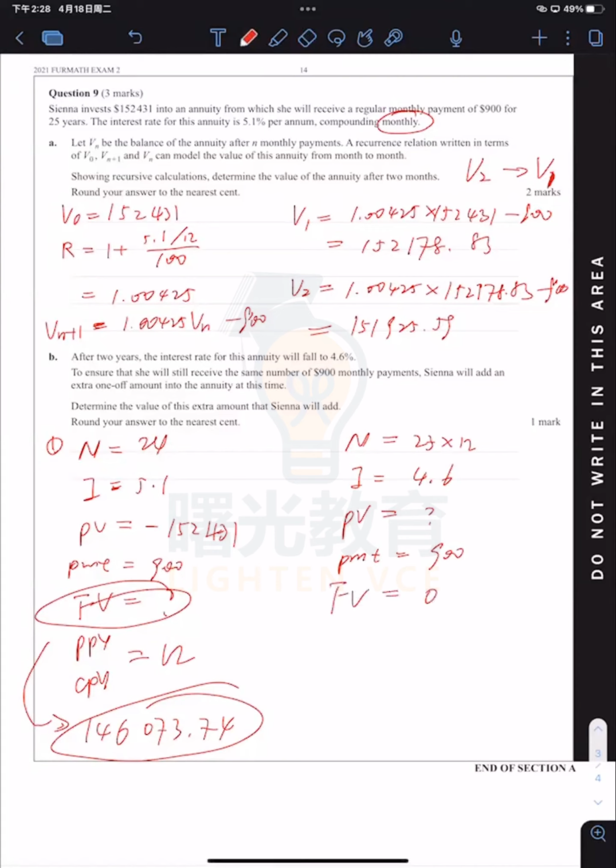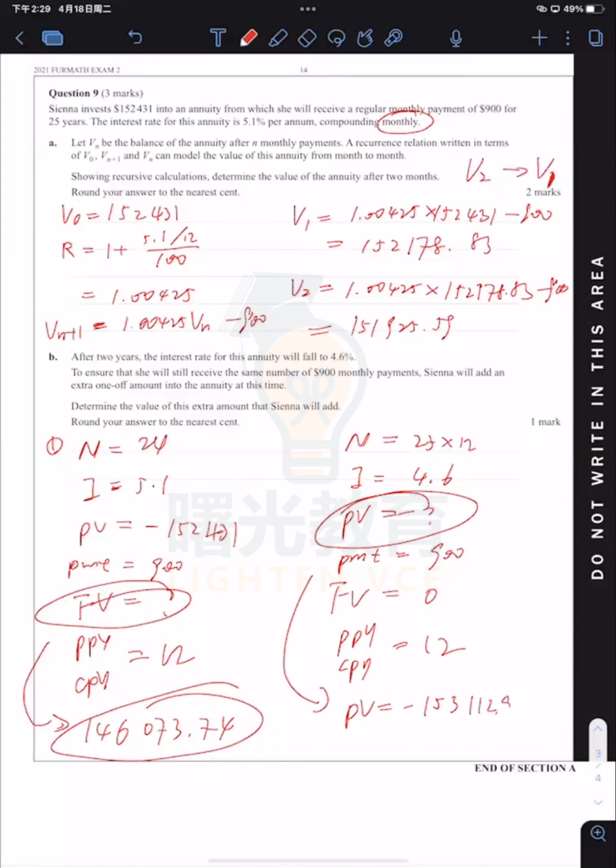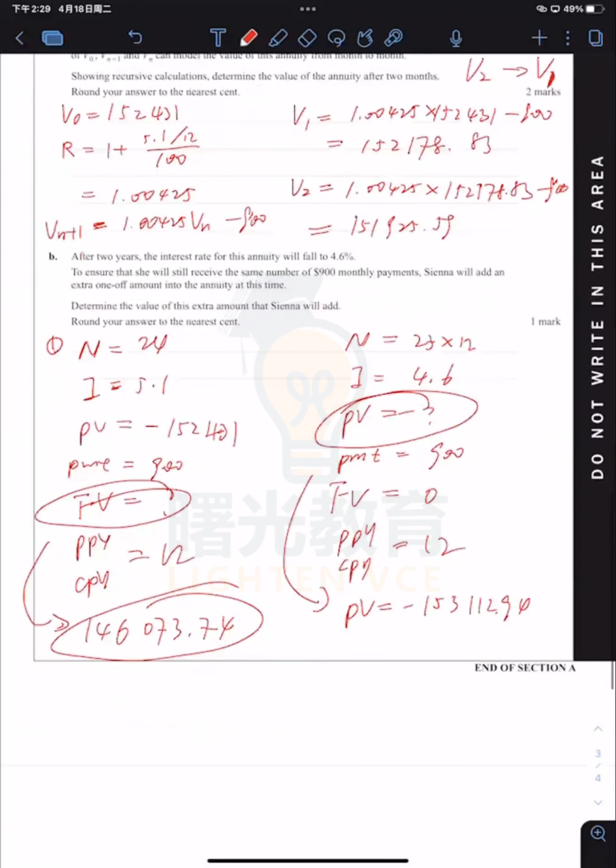is equal to 0, because finally the annuity is not owing Sienna any dollars, any cents. That is when you stop it. All right. Hopefully after 23 years, it's equal to 0. And PPY, CPY equal to 12. And then we can work it out. This value is equal to negative $153,112.94. Okay. And then the difference between these two numbers would be the one-off extra amount Sienna needs to deposit.